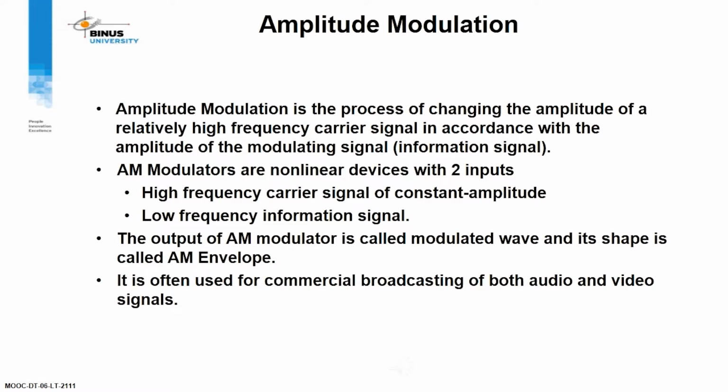AM modulators are nonlinear devices with two inputs: a high frequency carrier signal of constant amplitude, and a low frequency information signal. The output of an AM modulator is called the modulated wave, and its shape is called the AM envelope. It is often used for commercial broadcasting of both radio and video signals.